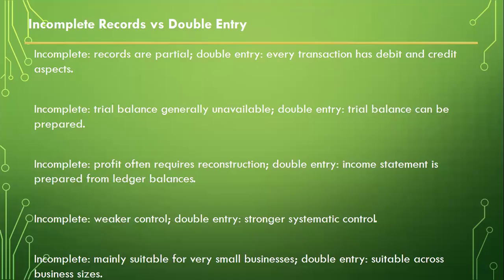Your trial balance is expected to be prepared, and your debit and credit sides should agree. And then for incomplete record, profits often require reconstruction. It is necessary that some adjustments are made before you can attain your profit in an incomplete record. But the reverse is the case for double entry.